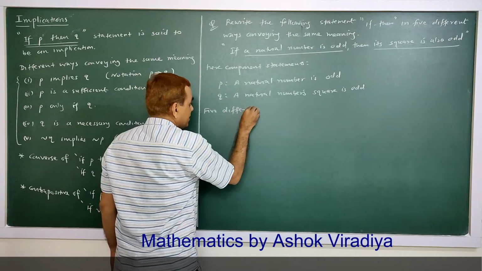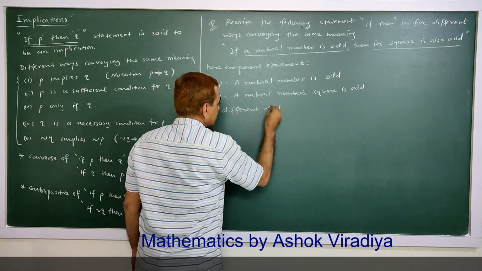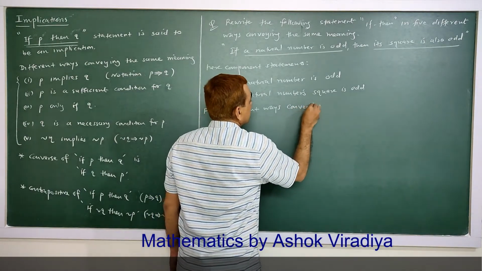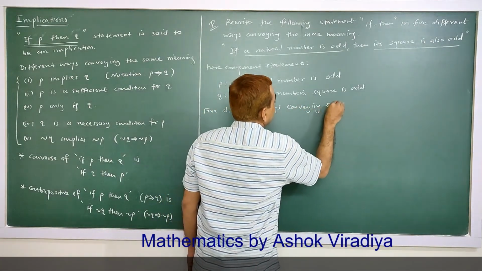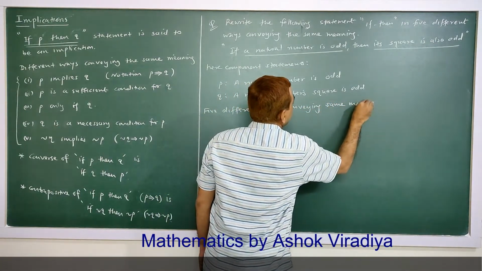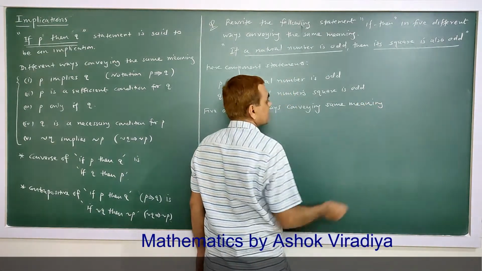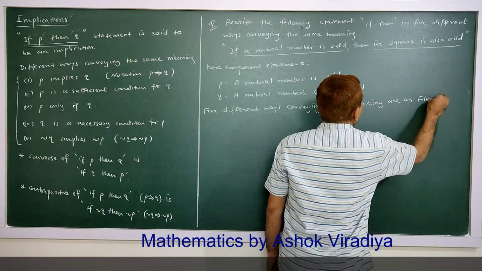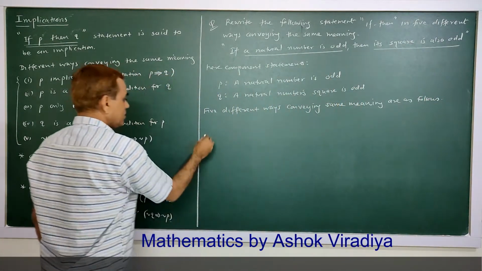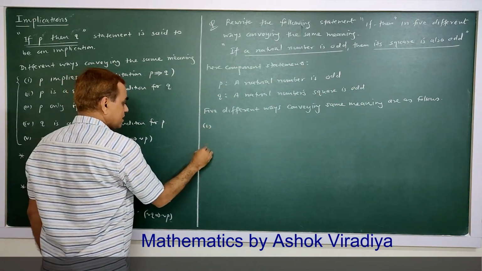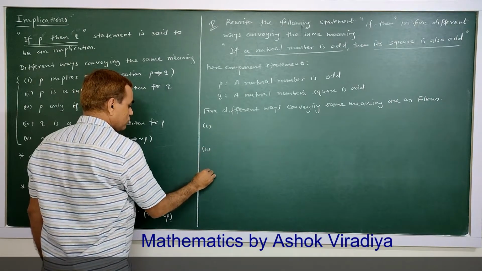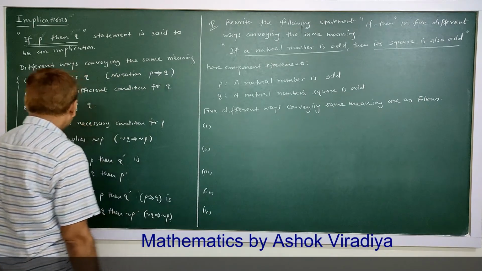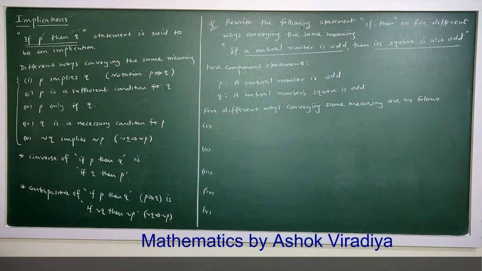5 different ways of conveying the same meaning are as follows. Say here 1, 2, 3, 4, 5. Application of these 5 methods.